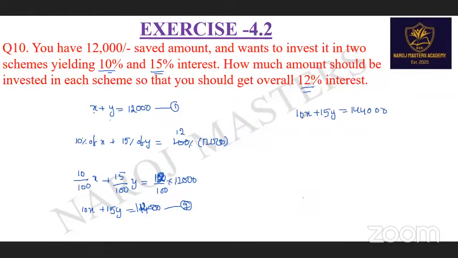Now what is your first equation? So here either multiply with 10 or 15 to balance either x terms or y terms. So just balance x terms here. Multiply with 10. So this is 10x plus 10y is equal to how much? You will get one more zero here. So instead of 12,000 it will become 1,20,000.